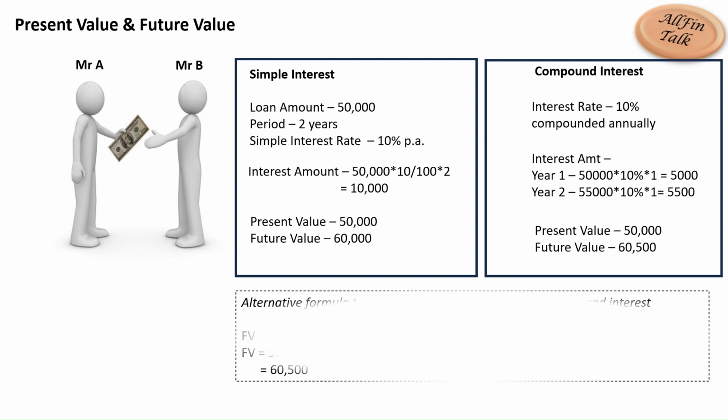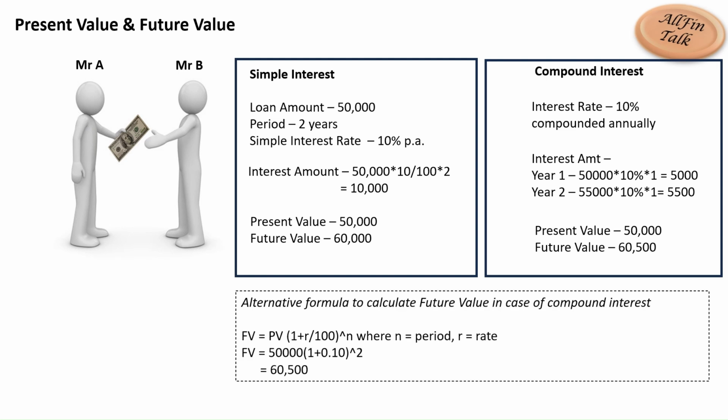We also have a formula to calculate the compound interest, which is FV, future value, equals PV, present value, into 1 plus R by 100 to the power N, where R is the rate of interest and N is essentially the period.